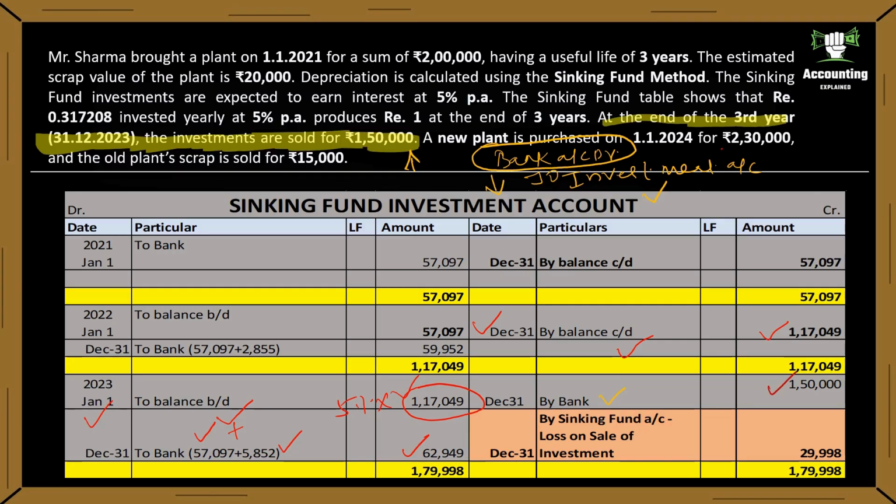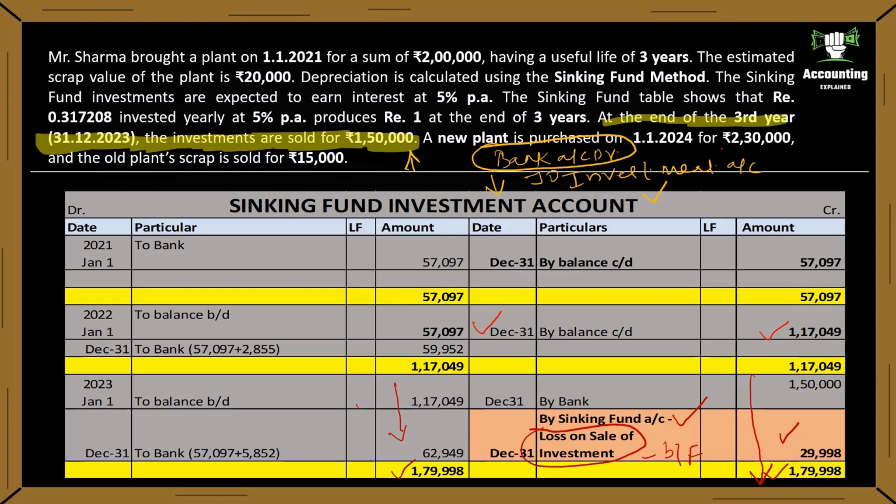Now on seeing, we find the debit side balance is more for the third year. So we take that balance to the credit side also. The debit side balance is 1,79,998, that is taken to the credit side, 1,79,998. On deducting 1,50,000 from 1,79,998, you get a balance of 29,998. This balance is the balancing figure, and it will be transferred to the sinking fund account. This amount will be the loss on sale of investment. So your sinking fund investment account is closed now for the life of the asset.